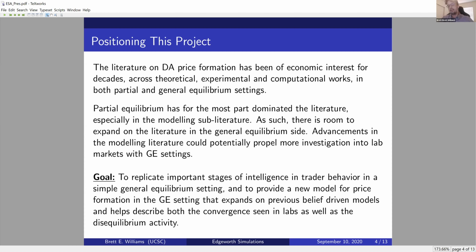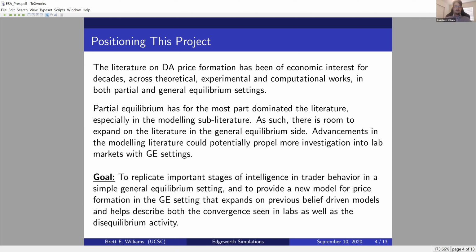So the idea there is that advancements in this modeling literature could then propel more investigation into lab markets and general equilibrium settings as well, which are somewhat more complex for the subjects to see. And as we've known, a lot of the laboratory markets have subjects participating in partial equilibrium settings where generally what we see is they converge to predictions. But in general equilibrium settings, depending on what utility functions you give the subjects and so on, it makes things much more difficult. So I think that'd be interesting to look at.